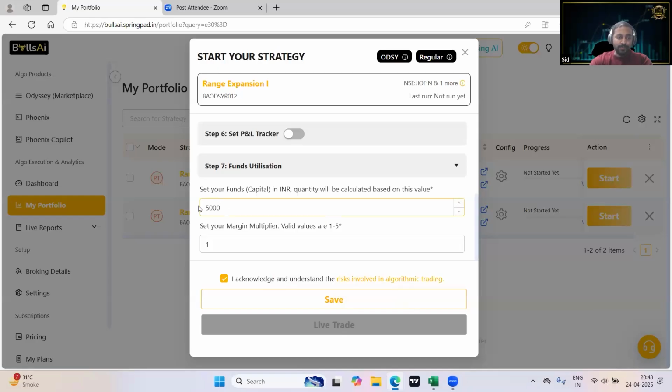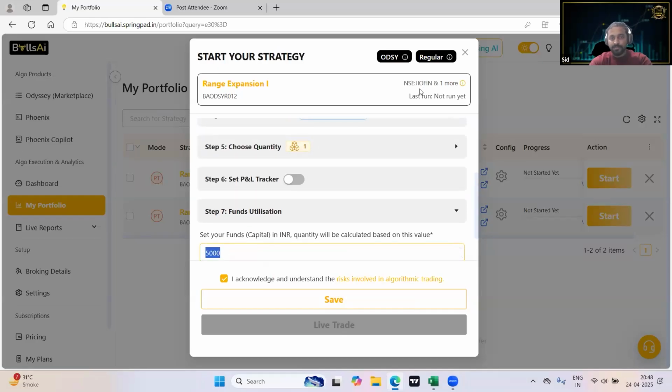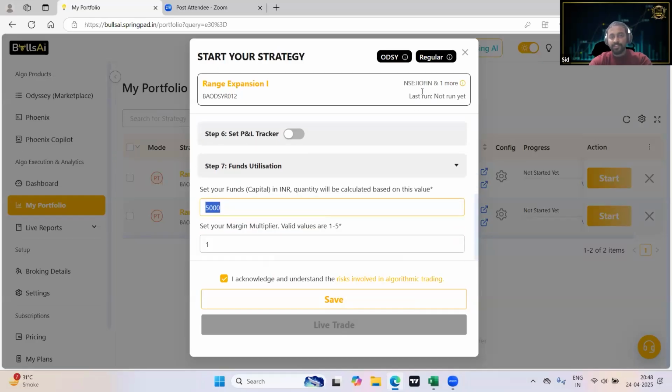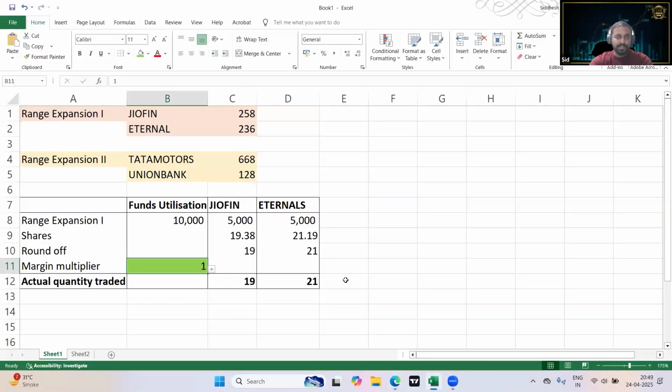Now, how exactly would it calculate? You already know that on the first strategy we have, range expansion 1, there is JIOFIN and one more, Eternal. JIOFIN and Eternal, there are 2 stocks. So how much will it buy of the 2 stocks? Will it buy only JIOFIN first, or how will it work? I'll just show it to you. Let's say you put in 5,000 or 10,000 over here. All right. Let's come over here to this Excel sheet.